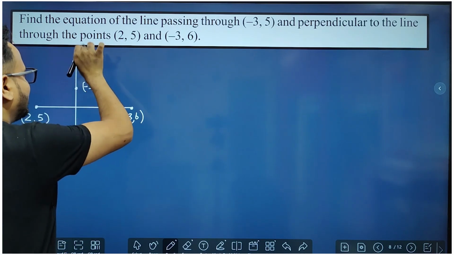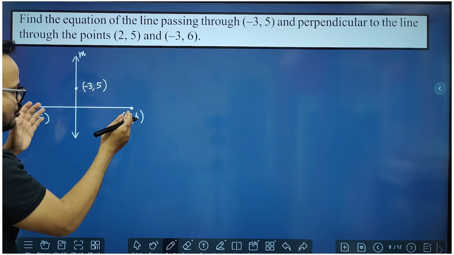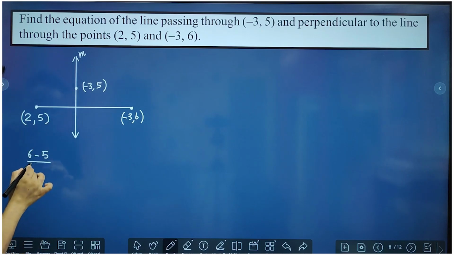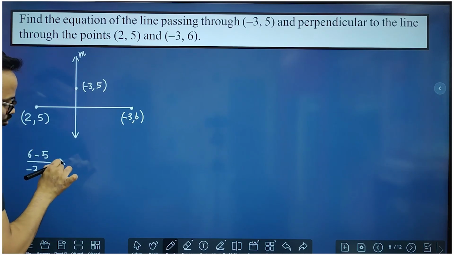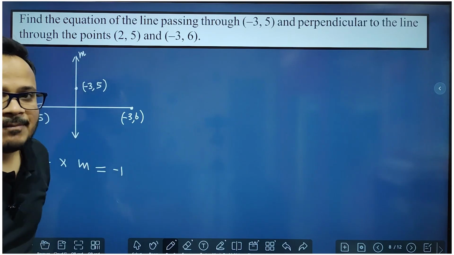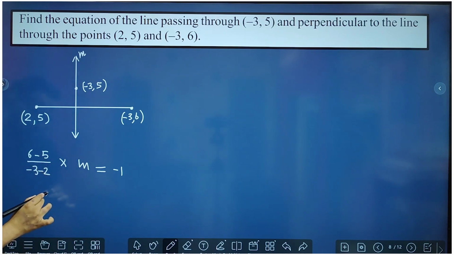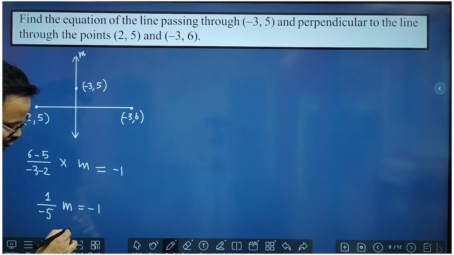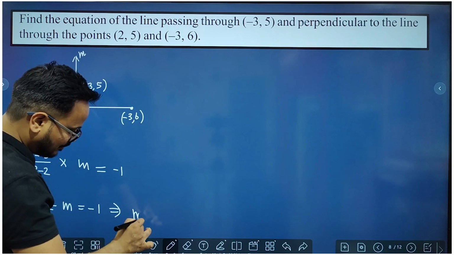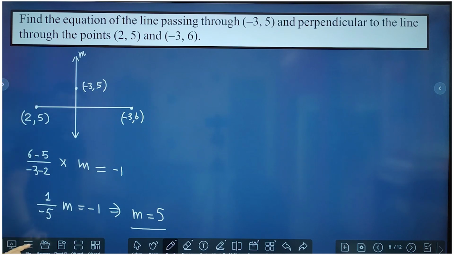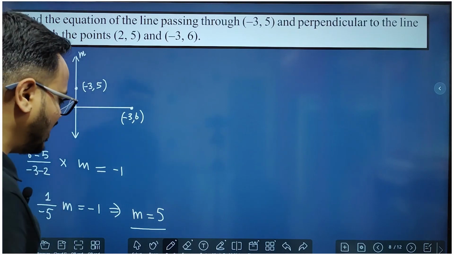Now let us say the slope of this line is m, and slope of this line is 6 minus 5, y2 minus y1, divided by minus 3 minus 2, x2 minus x1, into slope of this line m, and this product should be minus 1. So 6 minus 5 is 1, and this is minus 5, equal to minus 1. So what is the value of m? Value of m is 5. Now we know the slope of this line. That slope is 5, and this line is passing through minus 3 comma 5.